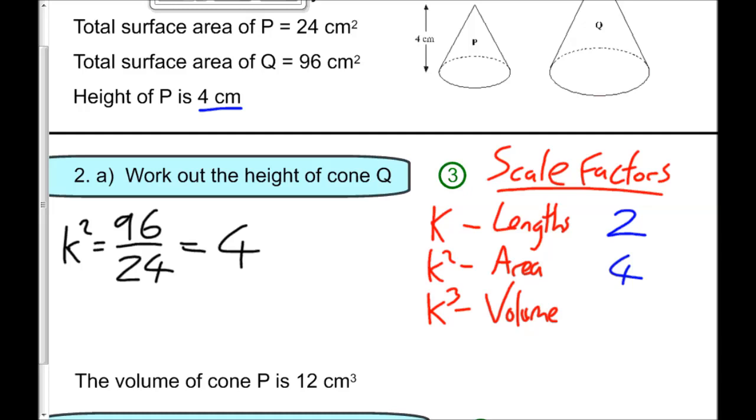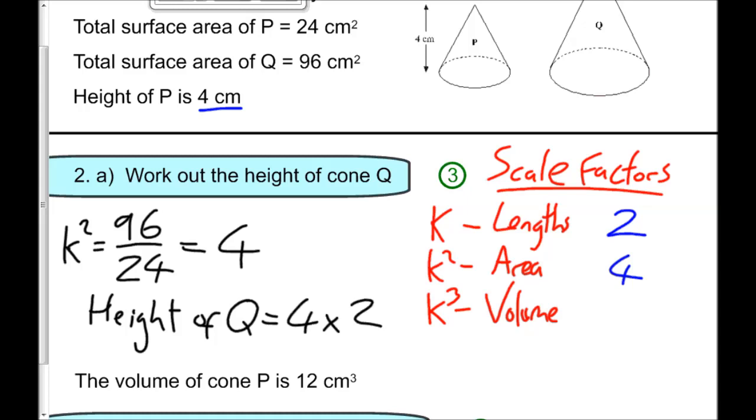That means the length of Q is twice as big. So we're going to do the calculation, nice and simple. Height of Q equals 4 centimeters of P times by a scale factor of 2, and that gives us 8 centimeters. And that is your final answer. So 8 centimeters is what you needed for that question.